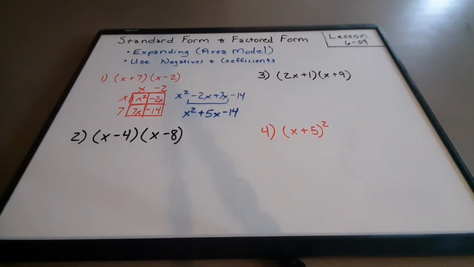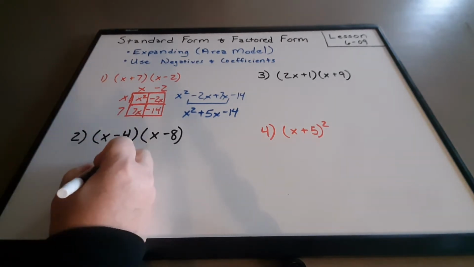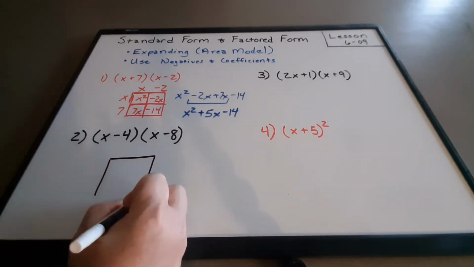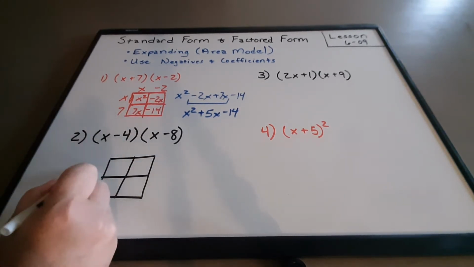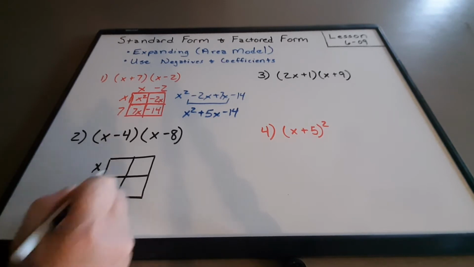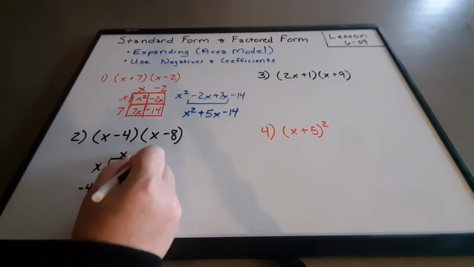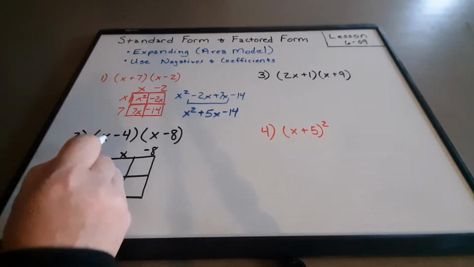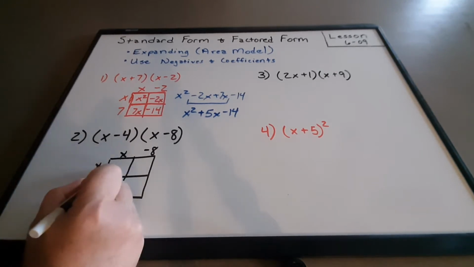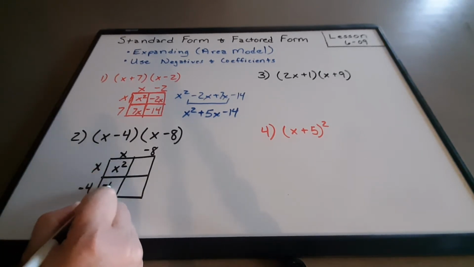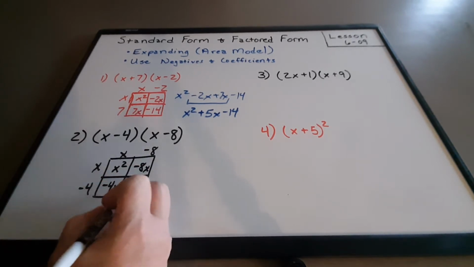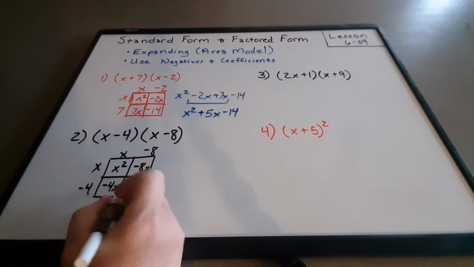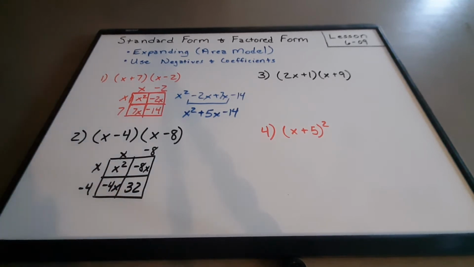All right, let's go on to number 2 and hopefully speed up a little. So we make our box. We have x and negative 4, x and negative 8. Remember, we treat the minus signs as negatives. X squared, negative 4x, negative 8x, and we're going to get a negative times a negative is a positive 32 here.